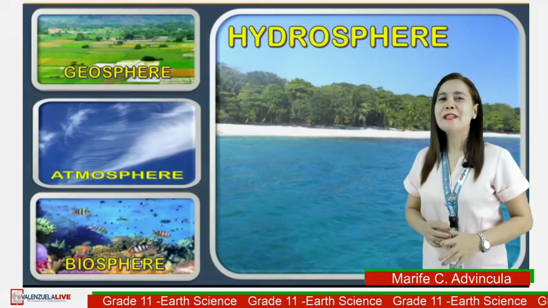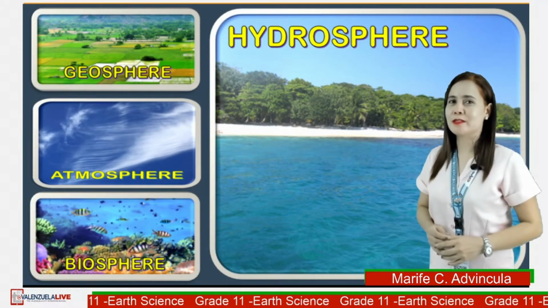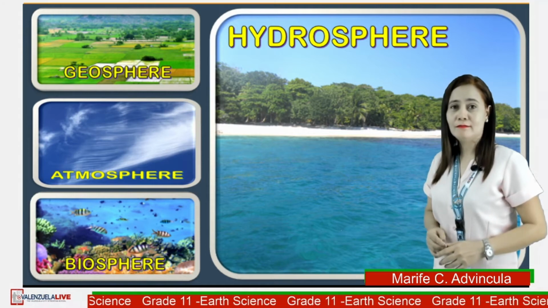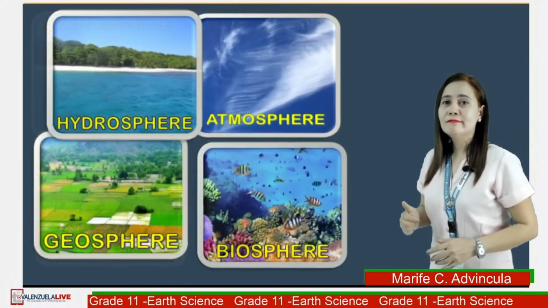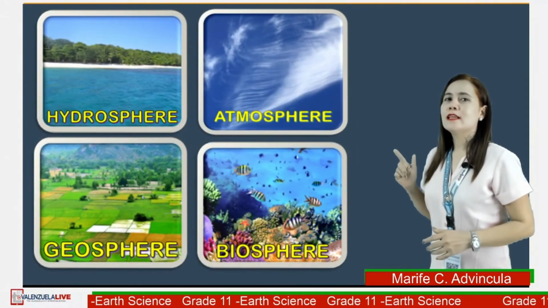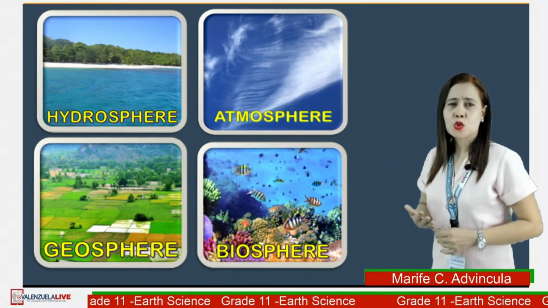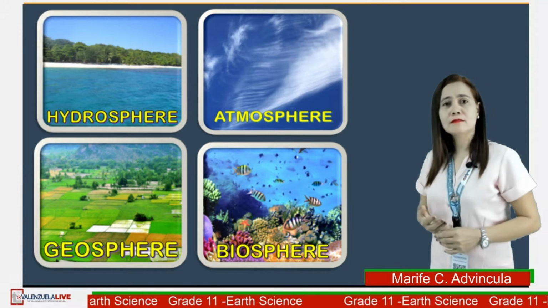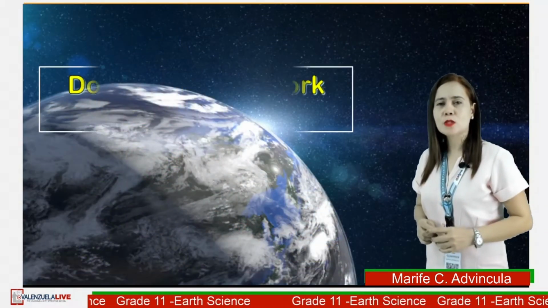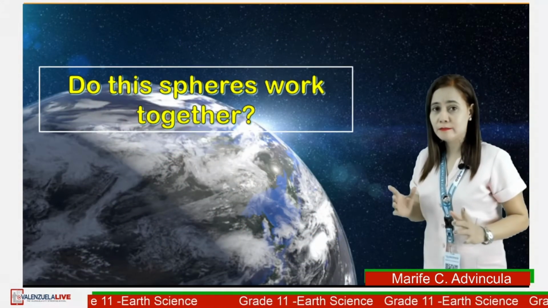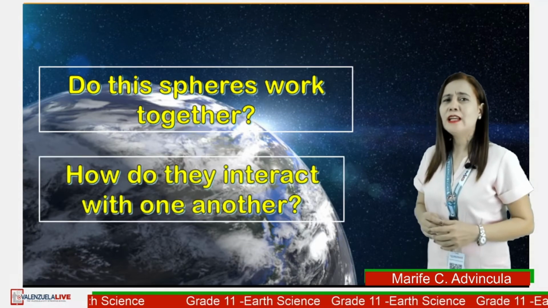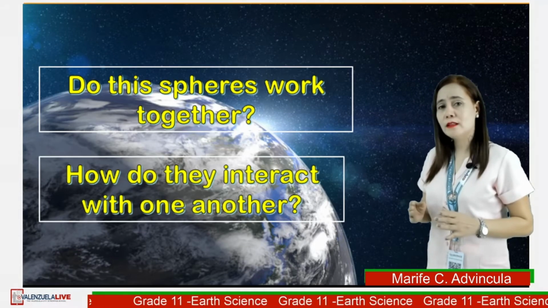Finally, we are done in the discussion for the 4 subsystems of the planet Earth: the hydrosphere, the geosphere, the atmosphere, and the biosphere. So, do you think these subsystems or spheres work together? How do they interact on or with one another?